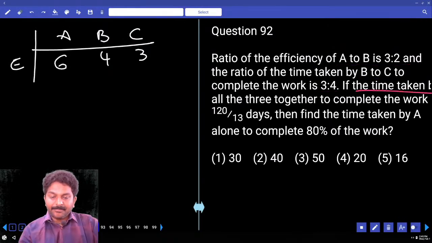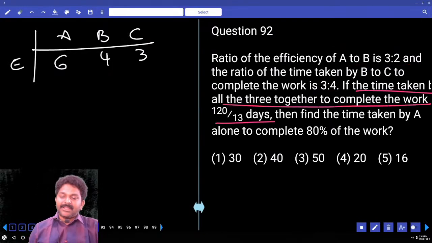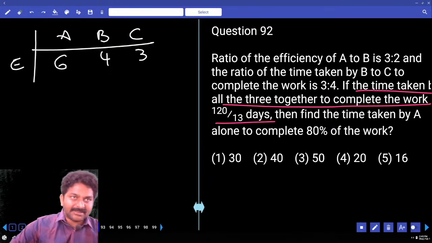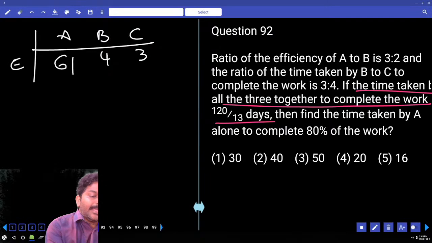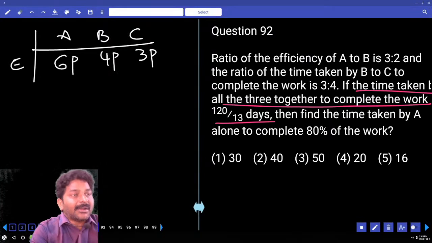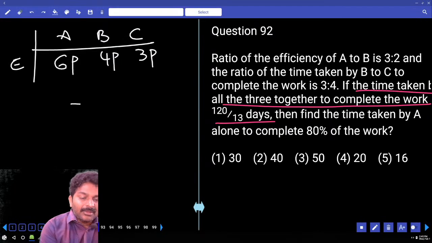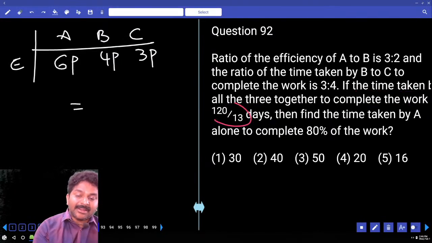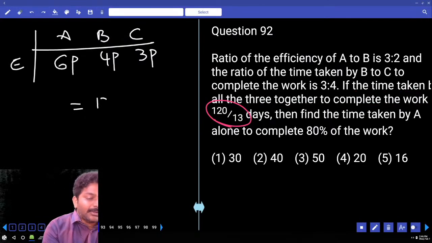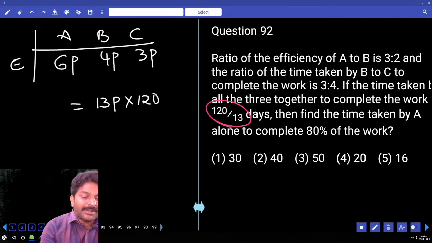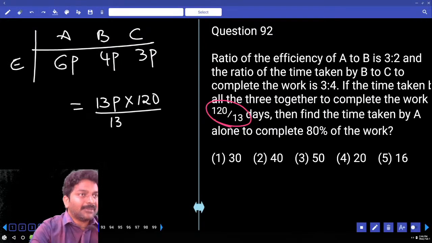Continue. The time taken by all together to complete the work is 120 by 13 days. Then find the time taken by A alone to complete 80% of the work. Now, A efficiency 6 parts, B efficiency 4 parts, C efficiency 3 parts. If they are working together, what is their efficiency? 13 parts. Now, all working together, they can complete the work in how many days? 120 by 13. Then total work is equal to 13 parts into 120 by 13. This is total work, correct?